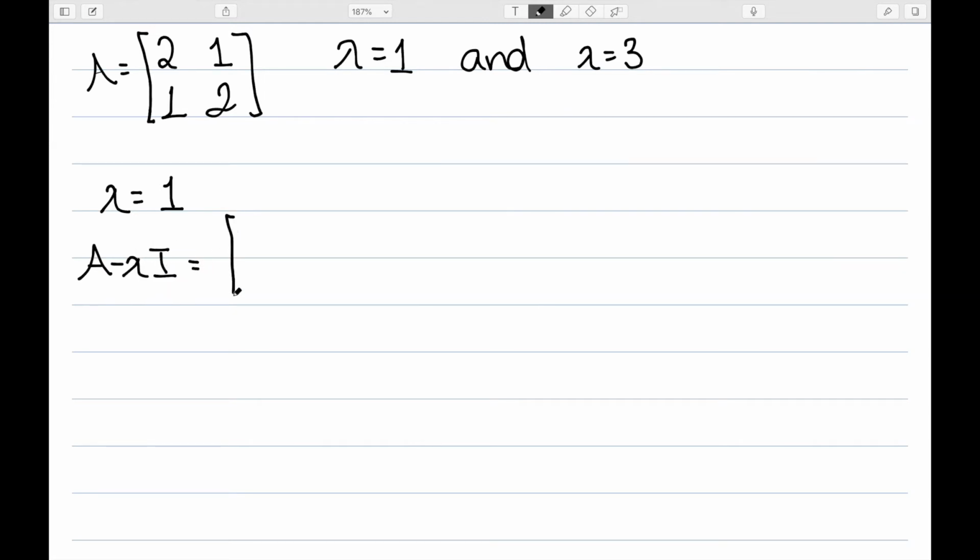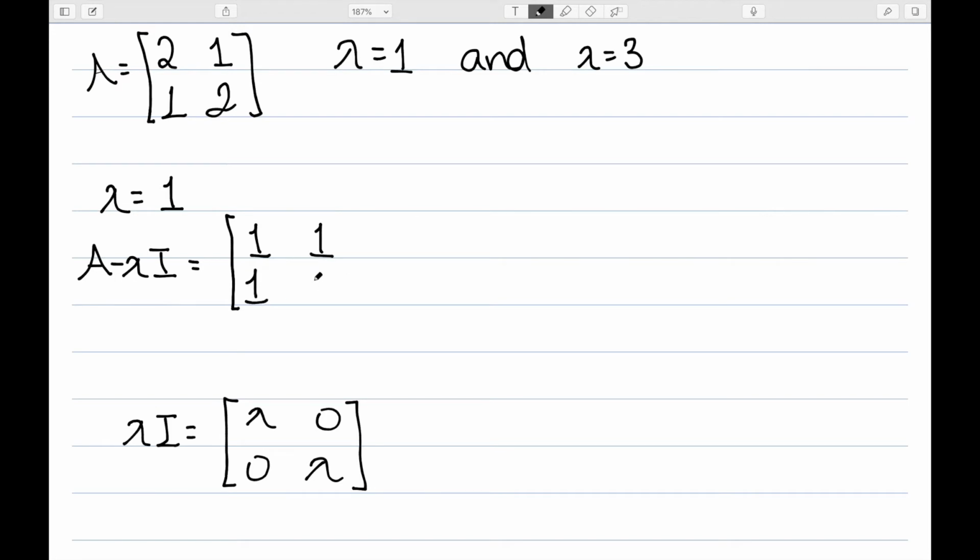Well, as a quick side note, in the 2 by 2 case, lambda I would be lambda 0, 0, lambda, so I'm just subtracting lambda from the diagonal, and this is going to hold for higher matrices too. So I have 2 minus lambda, so 2 minus 1 is 1, a 1, and then 2 minus 1 is 1.